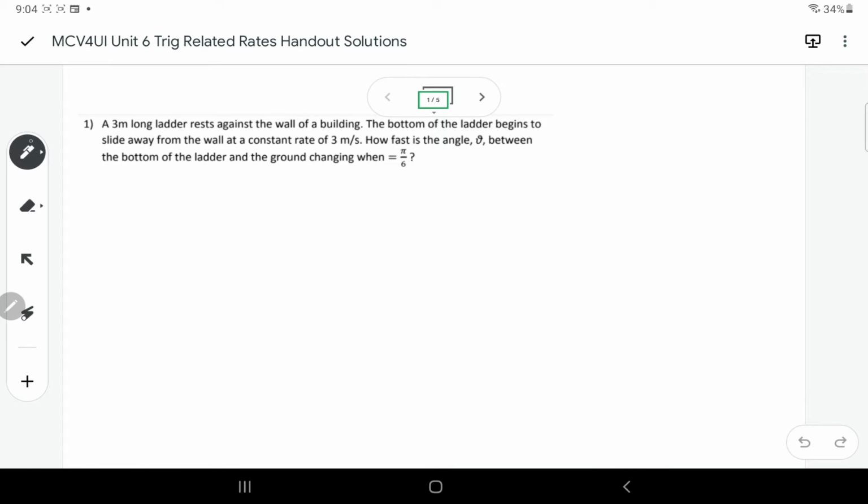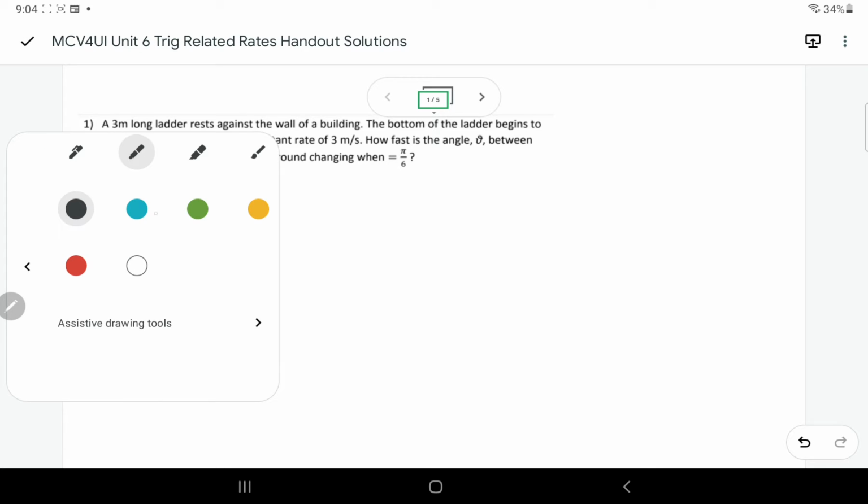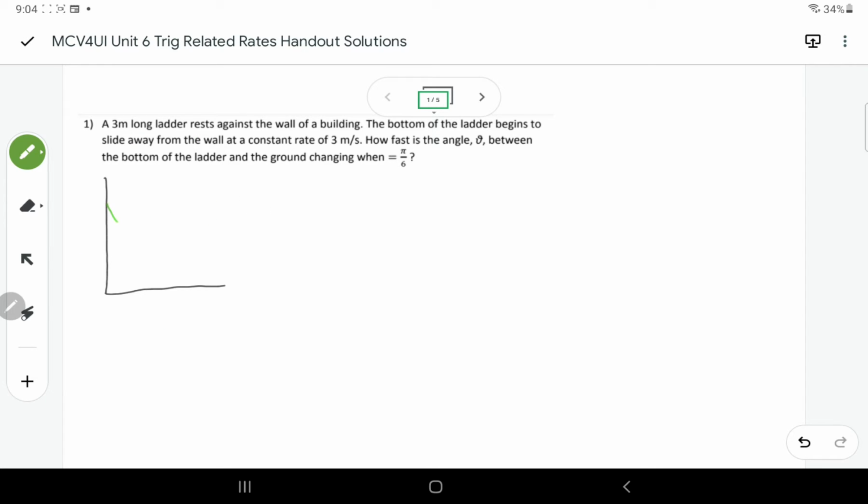Folks, I am just making a set of video solutions for the trig related rates handout. This first one says we've got a 3-meter long ladder resting against the wall of a building. So always draw the building, draw the ground. Let's draw in our ladder. It can be green. And remember that that ladder is not changing in length. That's a constant 3.